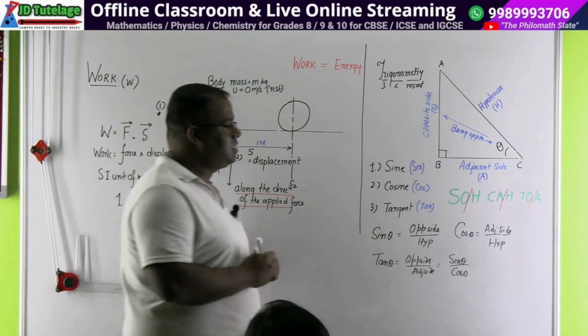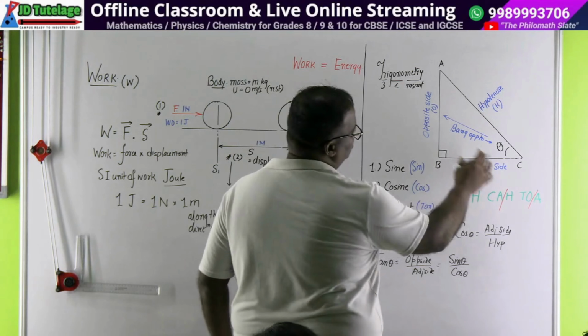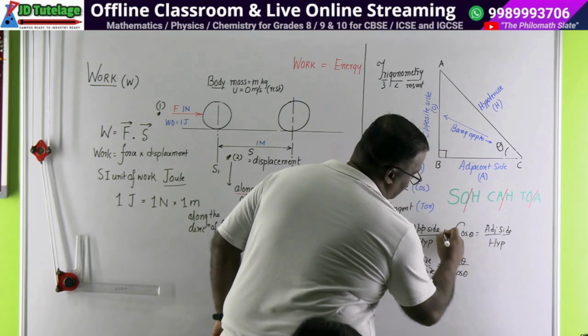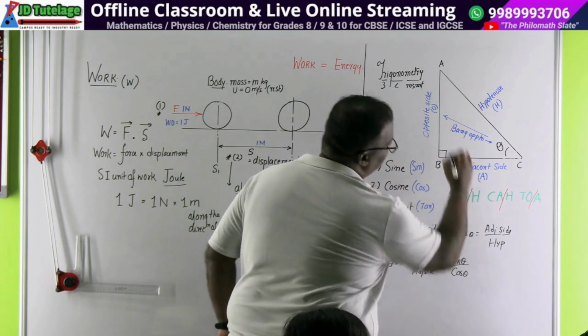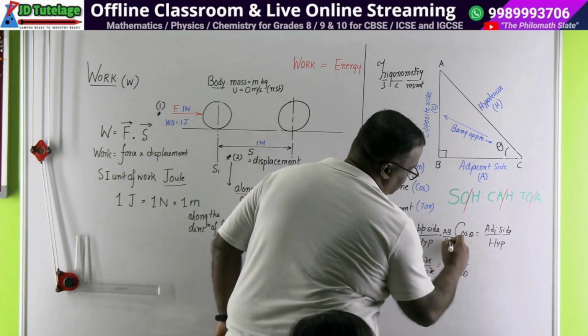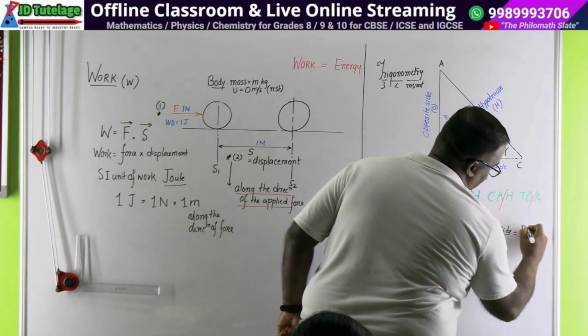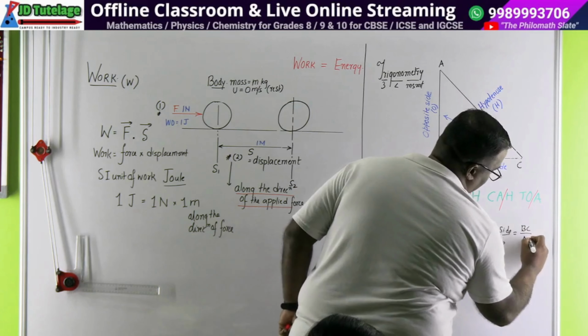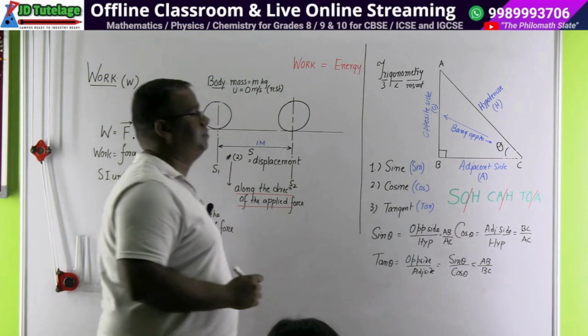So let me write the sides now. Can I write the sides? What is the opposite side for this? AB upon AC. This will be BC upon AC, and this will be AB upon BC. Did you understand?